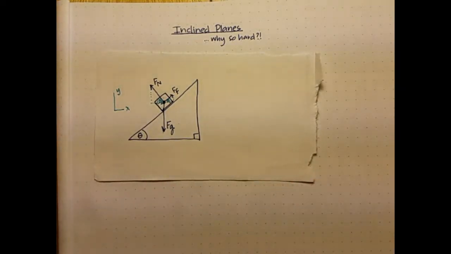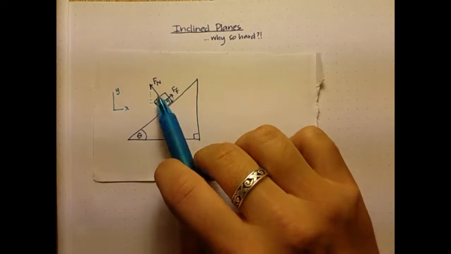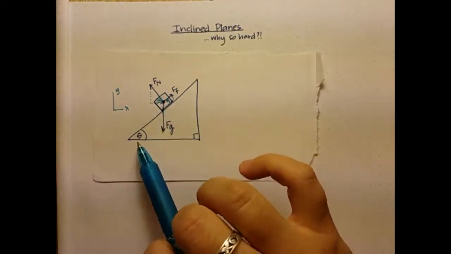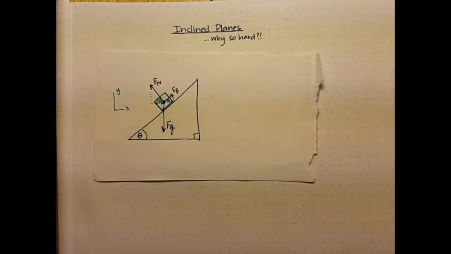Now that shouldn't be tricky to you because you're so good at working with components of forces, but what are these angles? Are they the same angle? Well, I don't think so. I know that the relationship between them is 90 degrees, but how are these angles related to the angle of the ramp? It makes it really, really difficult.